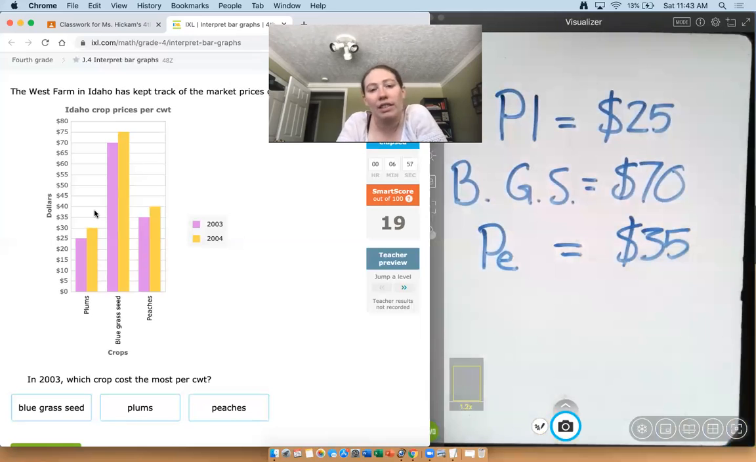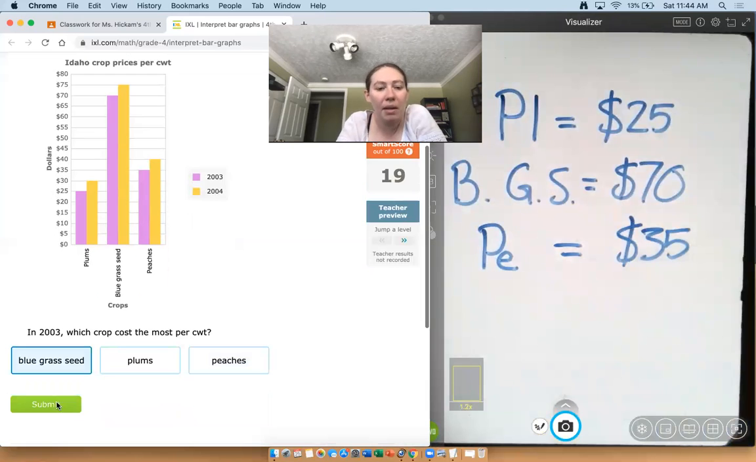Now I could have looked and seen easily that bluegrass seed was the most, but this way I double checked my work. And notice they don't put them in order. It doesn't go plums first and then bluegrass seeds, so make sure you read them and then hit submit.